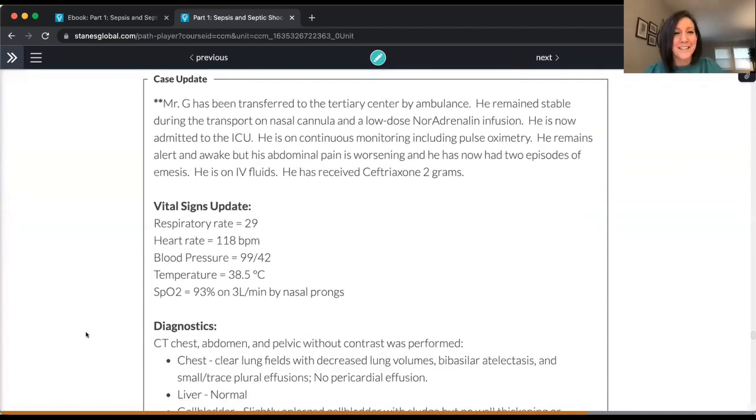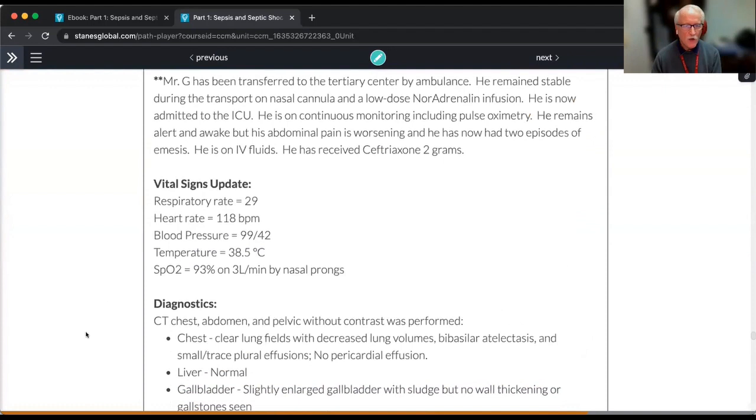Great. Do you want to continue with the case update, Fred? Do you mind? Sure. Yep. Mr. G has been transferred to the tertiary center by ambulance. He remained stable during transport on nasal cannula and a low-dose noradrenaline infusion. He is now admitted to the ICU. He's on continuous monitoring, including pulse oximetry. He remains alert and awake, but his abdominal pain is worsening, and he has now had 2 episodes of emesis. He's on IV fluids, and he's received ceftriaxone 2 grams.